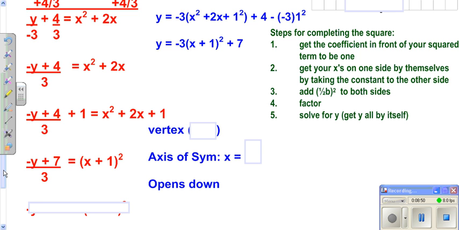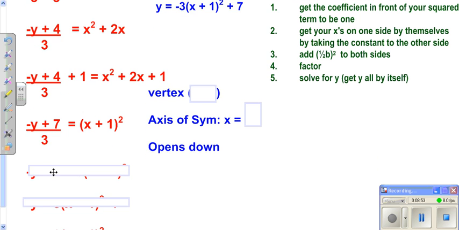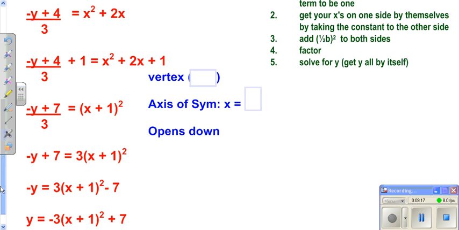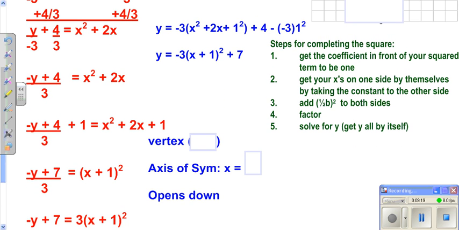Then you've got to go ahead and get y by itself. So that means you need to go ahead and get rid of the 3. So multiply the left side by 3, multiply the right side by 3. Then you've got to get rid of the 7, so you've got to subtract the 7 from each side. Then you've got to get rid of the negative in front of the y. So multiply the left side by negative 1, multiply this term by negative 1, and then multiply this by negative 1. And well, lo and behold, you get the same answers we had before.